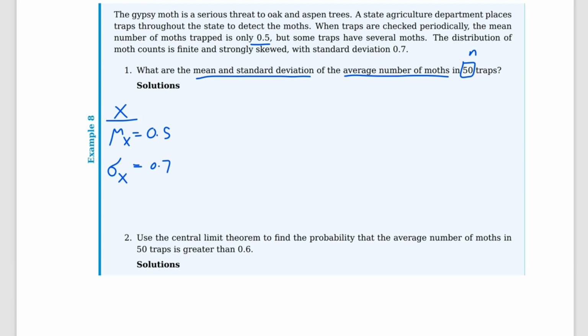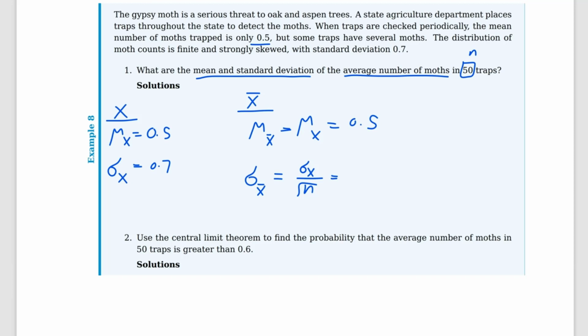So I explained this concept last time. Now we need to find the mean of x bar. How do we find the mean of x bar? It is the same as the mean of x, which is 0.5. But the standard deviation of x bar, what is it? It is sigma x over the square root of n. So that is the standard deviation of x bar, right?